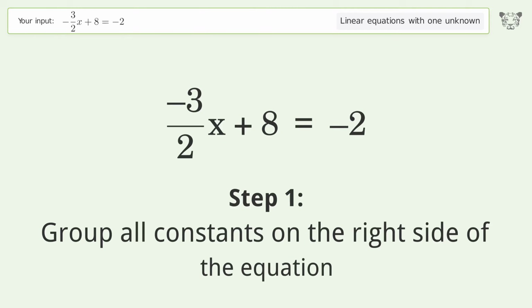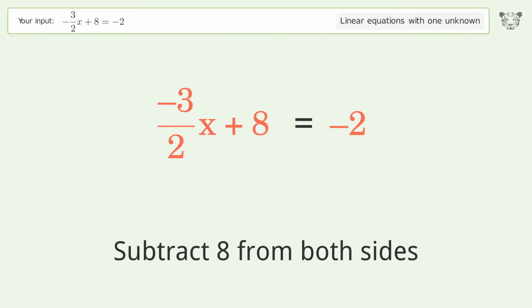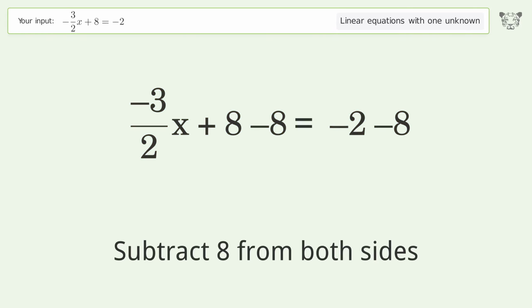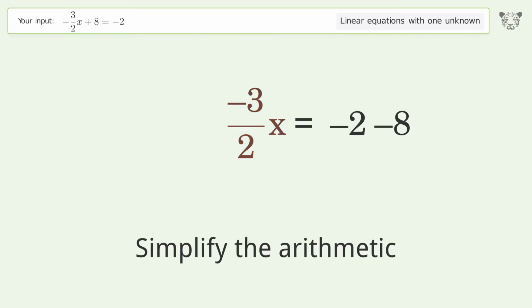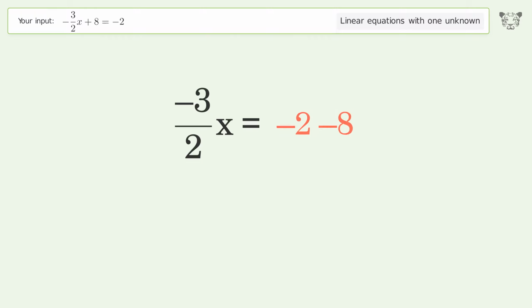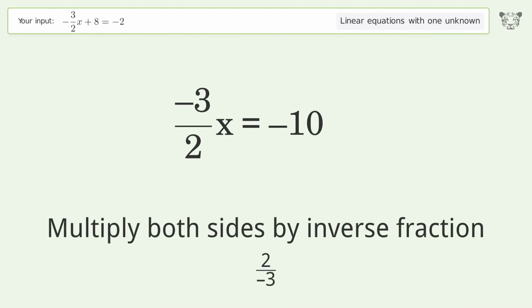Group all constants on the right side of the equation. Subtract 8 from both sides. Simplify the arithmetic. Isolate the x. Multiply both sides by inverse fraction 2 over -3.